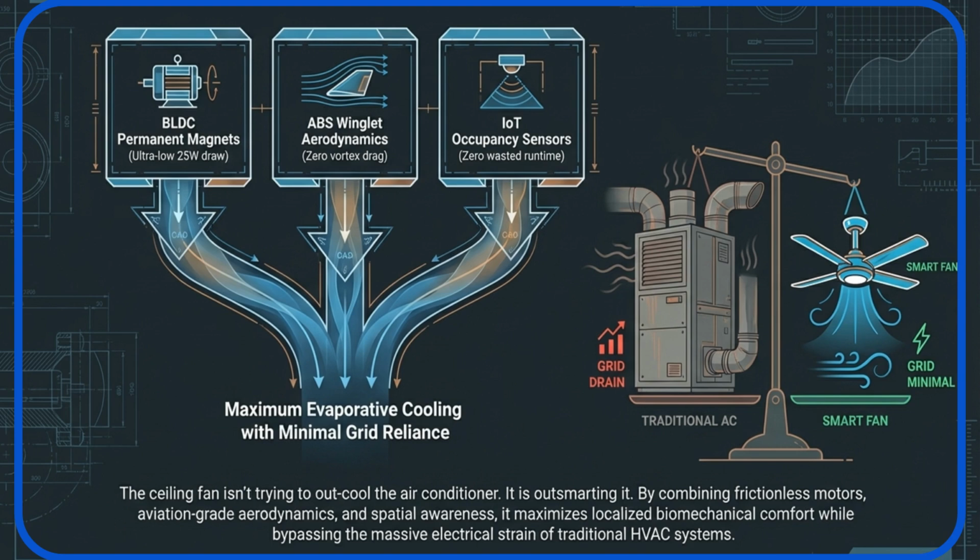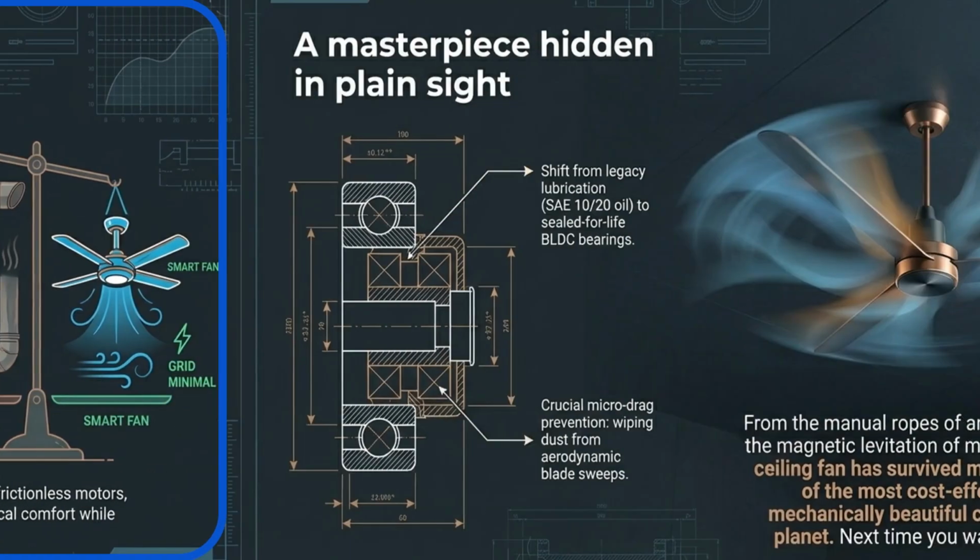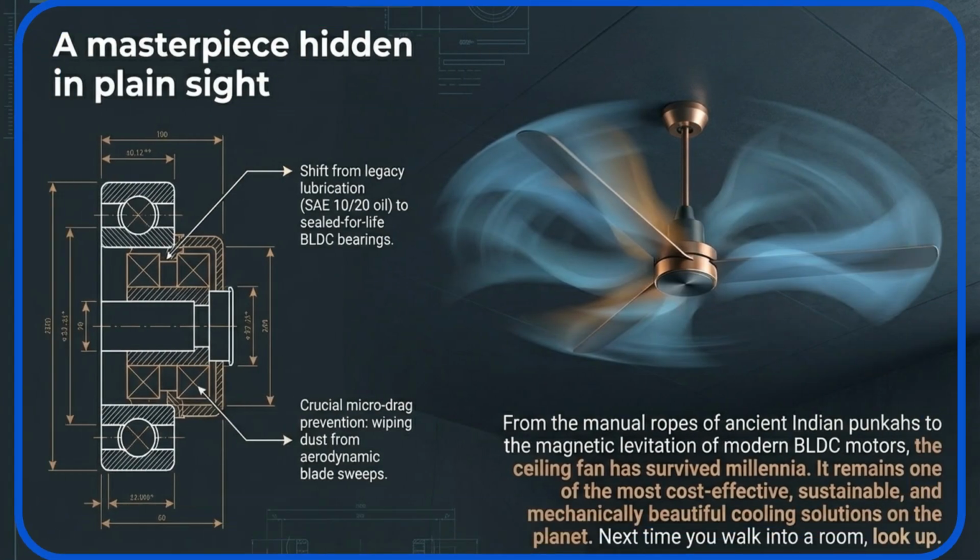By combining BLDC permanent magnets, ABS winglet aerodynamics, and IoT occupancy sensors, it maximizes evaporative cooling with minimal electrical grid reliance. From ancient manual punkas to modern BLDC motors, the ceiling fan has survived millennia. It remains one of the most cost-effective and sustainable cooling solutions on the planet. Look up next time you walk into a room.